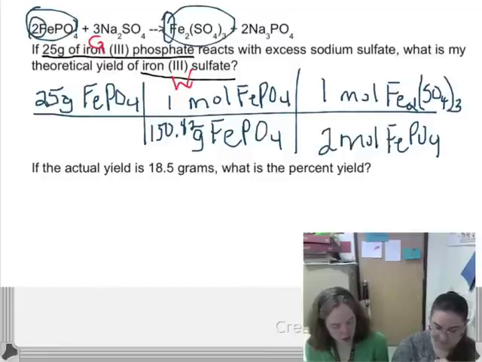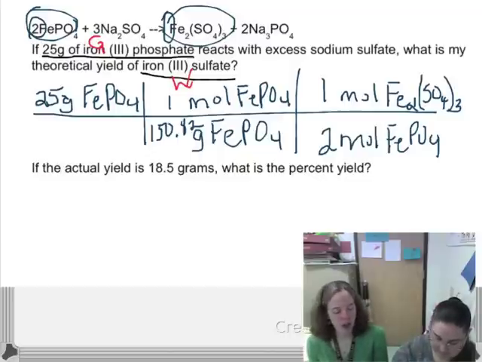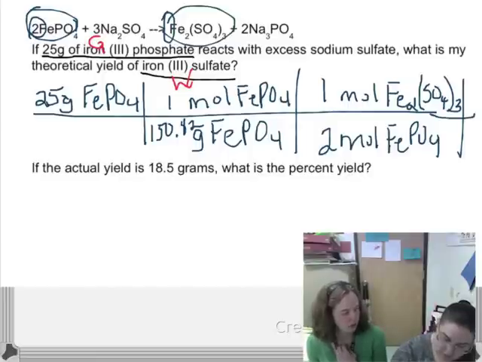All right, and so we're going to need one more set of tracks, which we're going to have to put below. It's always very important to make sure you've got enough space. For our last set of tracks, we're in moles of iron sulfate. What do we want? We want grams of iron sulfate. So what are we going to use? The molar mass again.